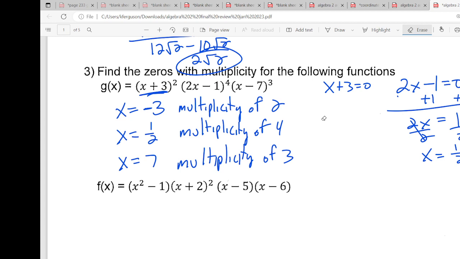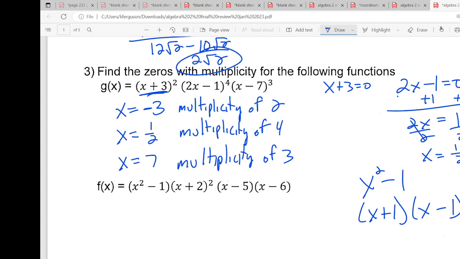Does anybody got any questions? x squared minus 1 is actually x plus 1 times x minus 1. That is the difference of squares. So that simplifies to these two things. So each one of those has a multiplicity of 1.